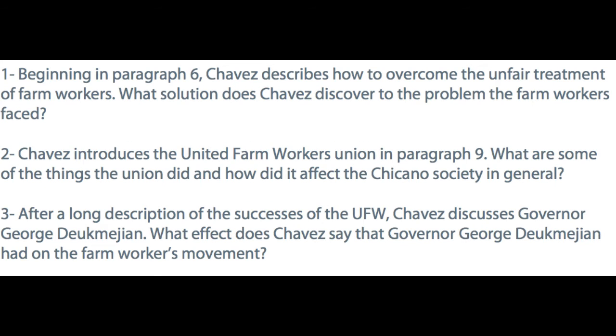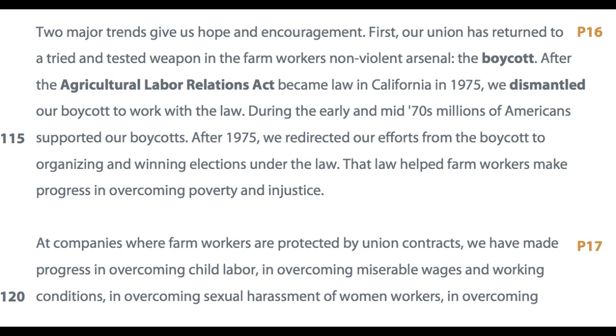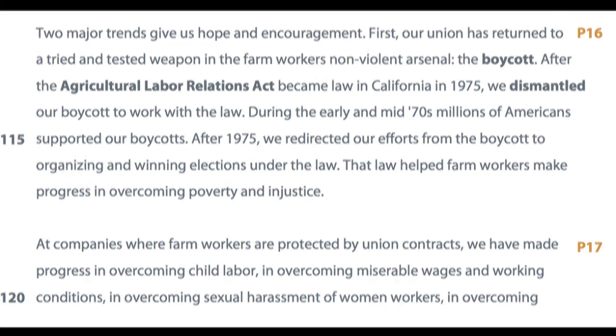Okay, so the third question is focusing on what effect the governor had on the farm workers movement. Looking at the text, Chavez says that the conditions of the farm workers dramatically improved under the passage of the Agricultural Labor Relations Act, which, quote, "helped farm workers make progress in overcoming poverty and injustice, in overcoming child labor, and in overcoming miserable wages and working conditions." That's lines 114 to 121.